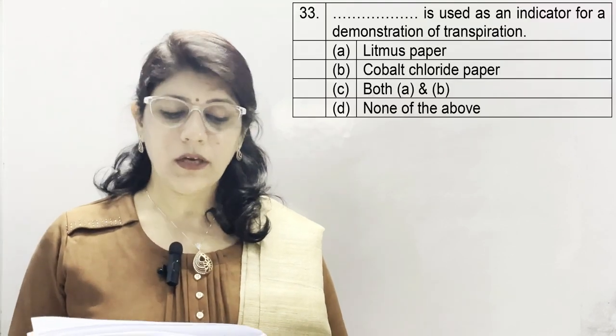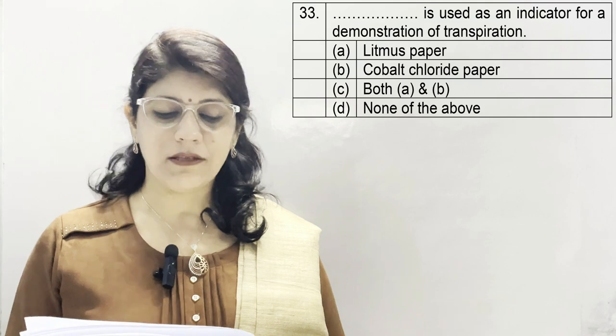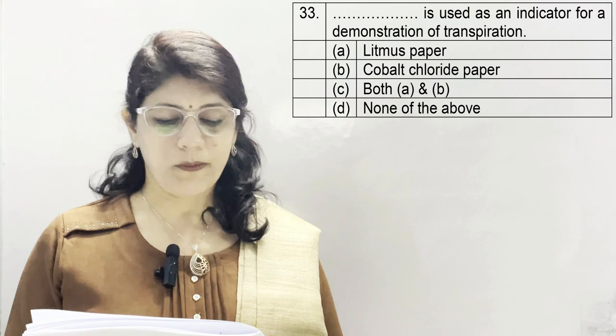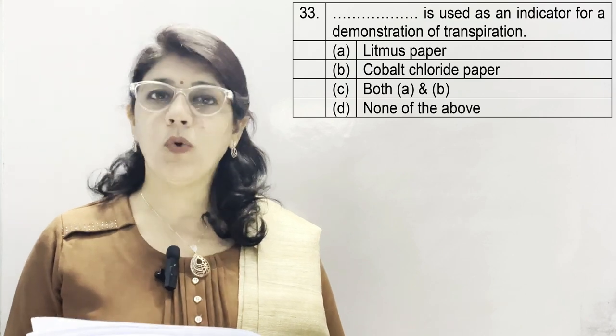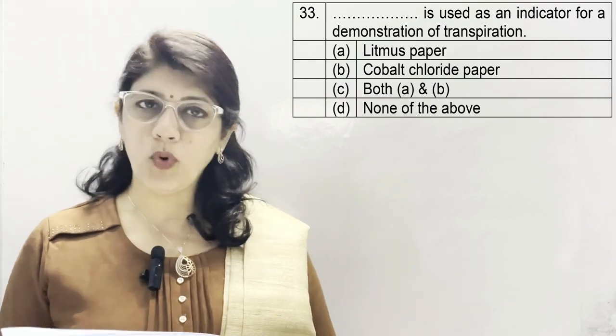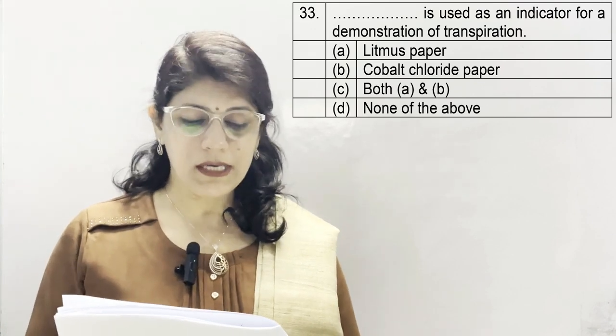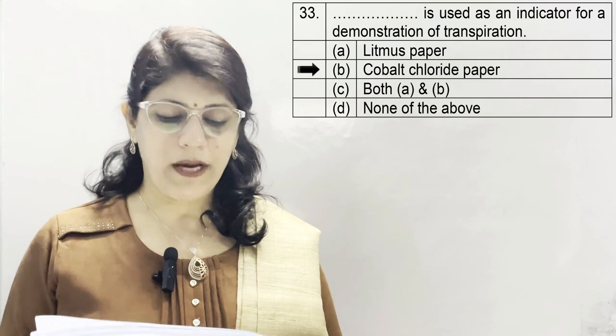In question number 33, dash is used as an indicator for a demonstration of transpiration. A option is litmus paper, B cobalt chloride paper, C both A and B, and D none of the above. Correct option is B, cobalt chloride paper.